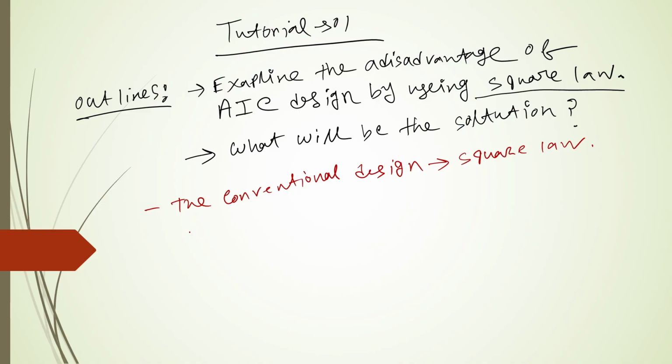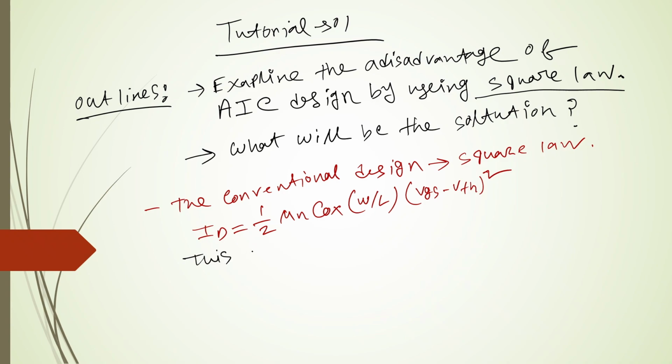We know our famous MOSFET equation, or the MOS current equation, that is ID equals 1 by 2 mu n COX W by L into (VGS minus VTH) whole square. Basically, this is a very old equation.